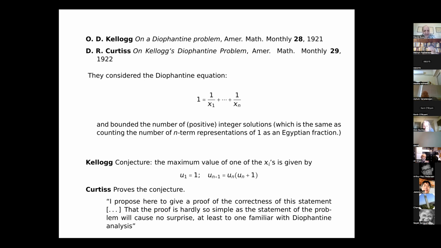And Kellogg had made a conjecture, which is about giving a formula for the maximum value of the xi's that can appear in one of these equations or one of these solutions. Curtis proved the conjecture, and actually there's a big chunk of the introduction where he talks about how great his proof is. Anyway, I'm not going to prove anything even remotely like this.